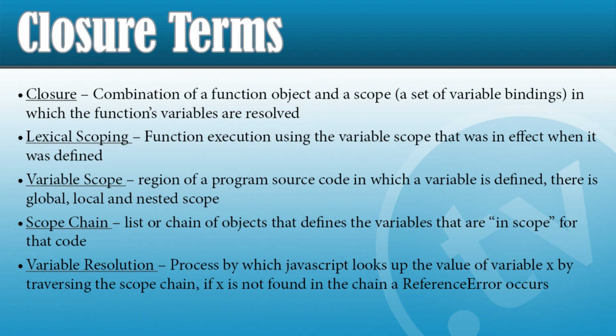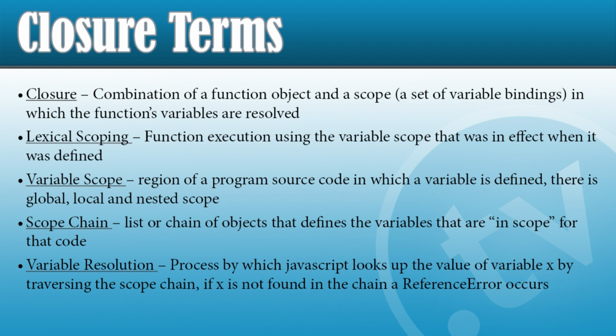JavaScript is a lexical language. What does this mean? It means that it uses lexical scoping. What it means is that when a function gets executed, it will use the variable scope that was in effect when the function was defined.